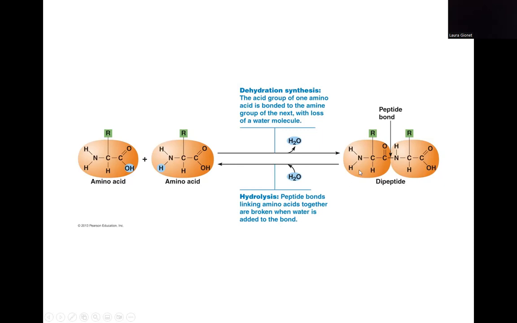That is hydrolysis. So now what we're going to do is we want to do the opposite. We want to take this dipeptide and chop it in half. All right? So we're going to add the equivalent of one water molecule. That breaks the bond. And now we have released some energy. And now we have two separate amino acids.